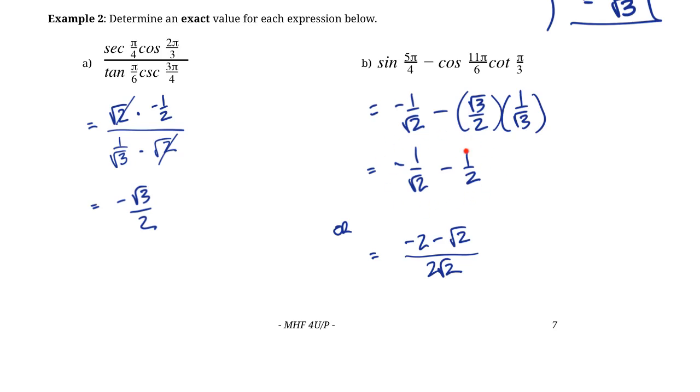So then basically your answer simplifies to this. I just turned it into one fraction at the end to maybe make it a little bit nicer. Negative 2 minus root 2 over 2 root 2. A lot of 2's there. All right, there you go.